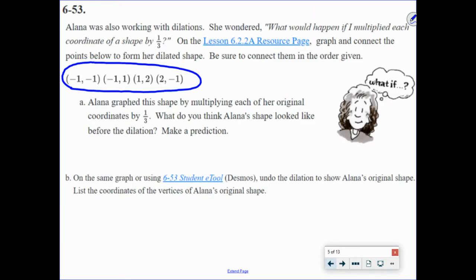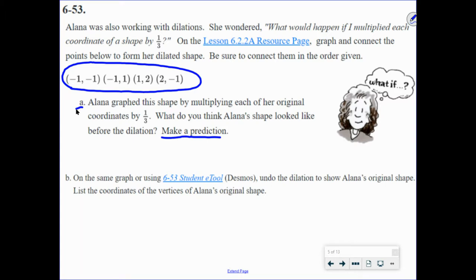Now we're going to go back here and, what do you think, Alana, no, next part. Question A, here we go. Alana graphed this shape by multiplying each of her original coordinates by 1/3. What do you think Alana's shape looked like before the dilation? Make a prediction. So right now, I'm not going to answer that. You're going to write it down in your paper, and we're going to find out.